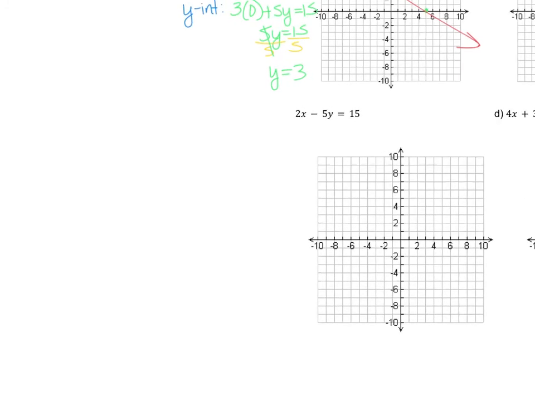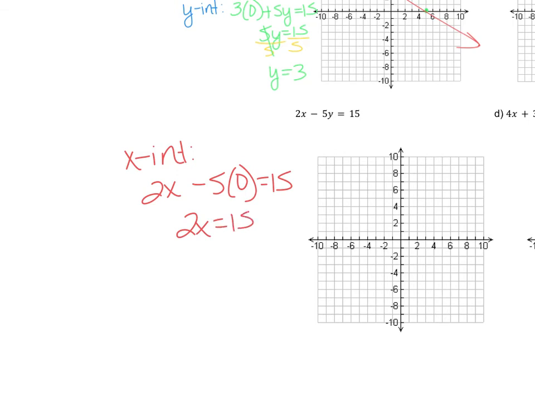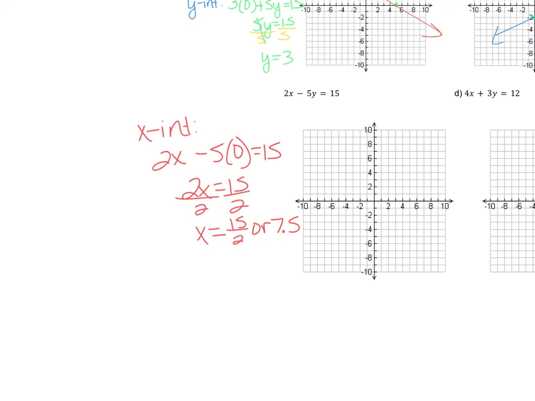Okay, so let's do the x-intercept. 2x minus 5 times 0 equals 15. Uh-oh, it's okay, it's all right. 2x equals 15. Divide by 2, divide by 2. So x is 15 over 2, or on this one, you can write it as a decimal if you want. 7.5. That's what 15 over 2 is.